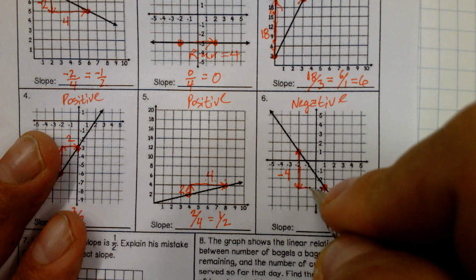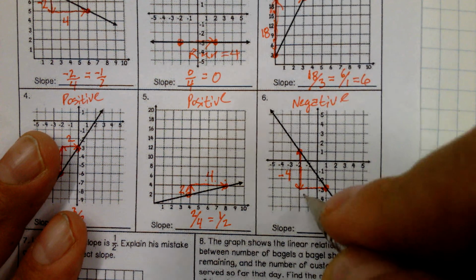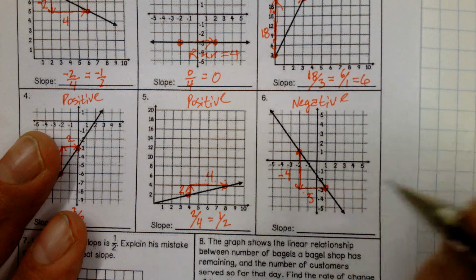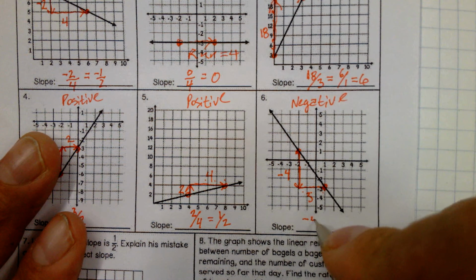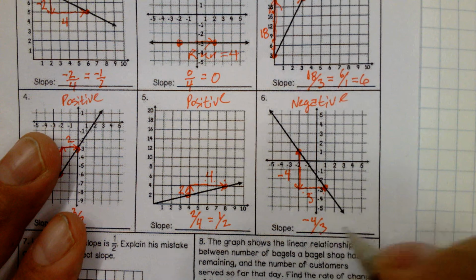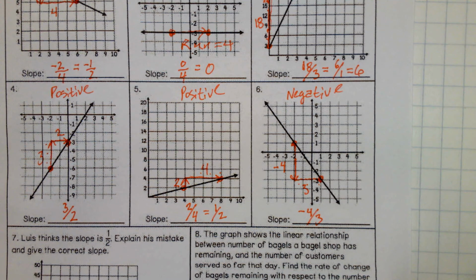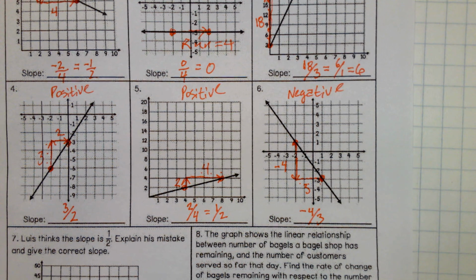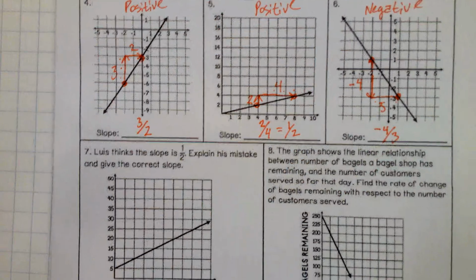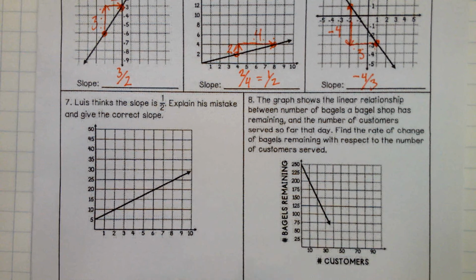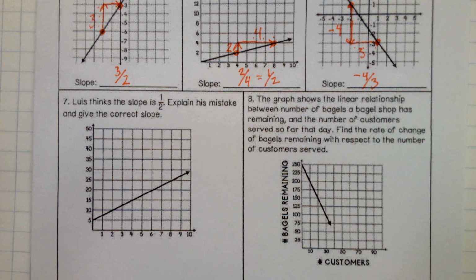And then how many across did we go? 3, +3. So it's -4 thirds. Yeah, you can't simplify it, so just leave it as -4 thirds. And we don't change that to -1 and 1/3, of course, right? Okay. So the next two questions are to see how well we understood this, guys. So help me out, please.